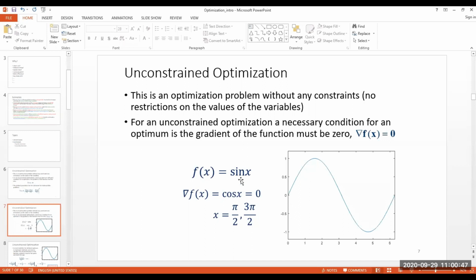And in the y-axis, you have the magnitude. So clearly we can see the optimums are either at this point, at this point, or at this point. I'm talking about optimum. I have not mentioned whether it is a minimum or a maximum.